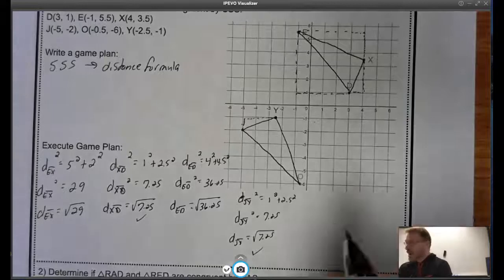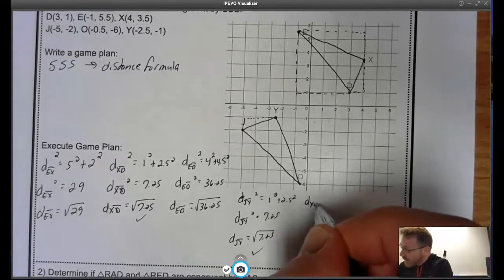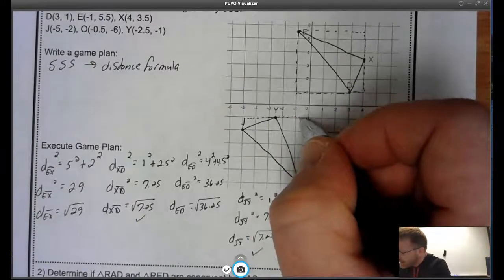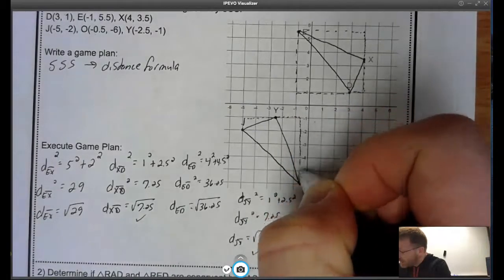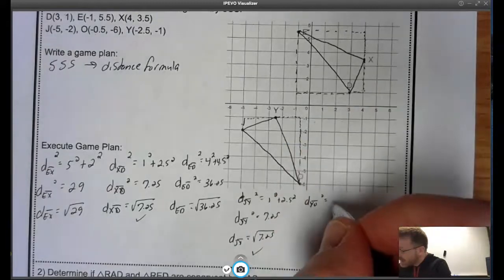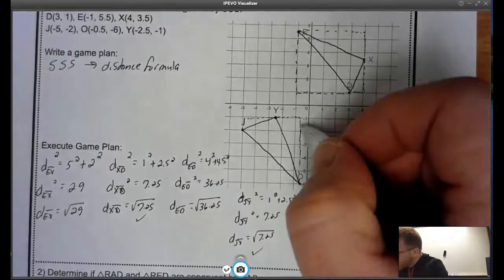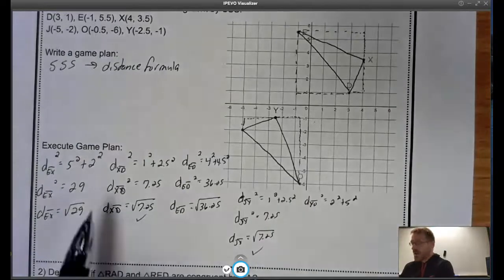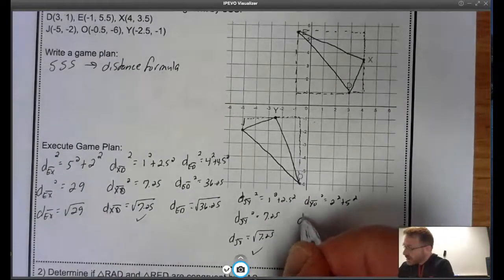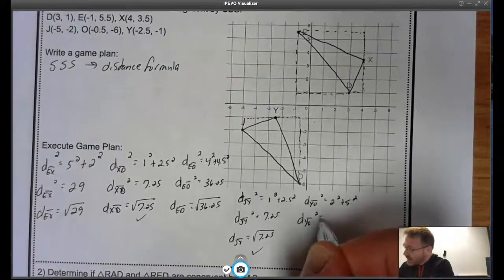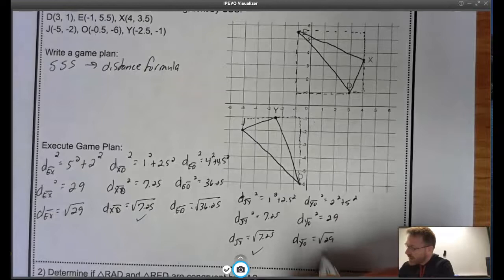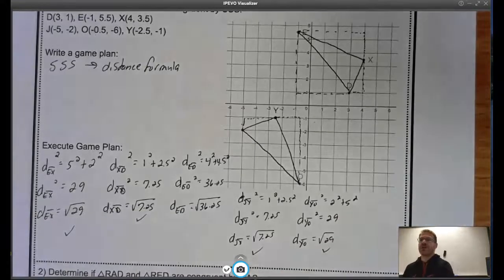All right, so now let's look at YO. So the distance of YO squared equals, and so if I draw in that right triangle here, it looks like I go over 2 boxes, and then I go down 1, 2, 3, 4, 5. And once again, that looks like it's going to match right here, right? So the distance of YO squared equals 29. So the distance of segment YO is the square root of 29. Okay, so now I have 2 of my sides.